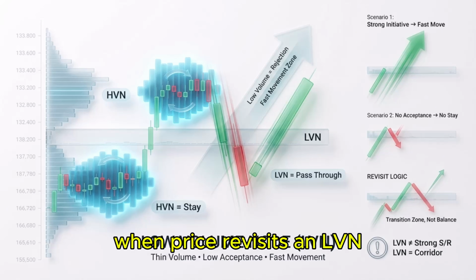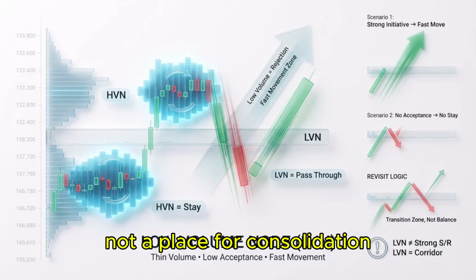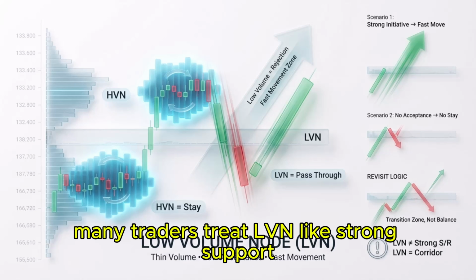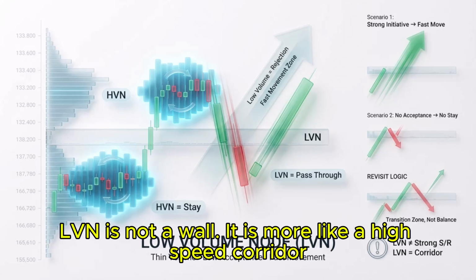When price revisits an LVN, it usually behaves like a transition zone, not a place for consolidation. Common mistake: many traders treat LVN like strong support or resistance. That is a mistake. LVN is not a wall. It is more like a high-speed corridor.